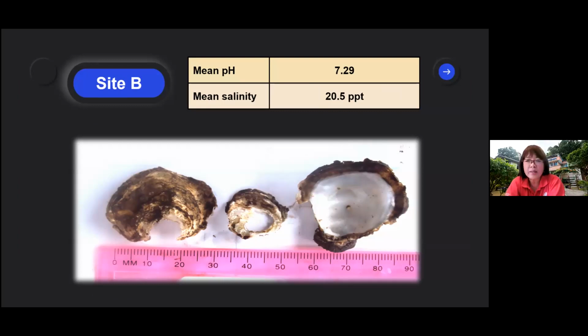You can see that the shell of the oysters in this area, if we kept them longer in this area, would thin. It will become thinner. And once it has become thinner, it is more prone to predators. The crabs can easily attack them compared to the oysters in site A.